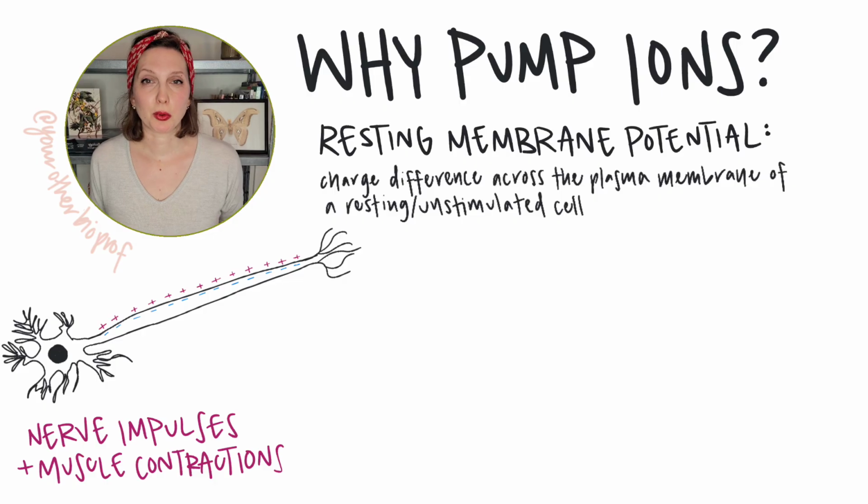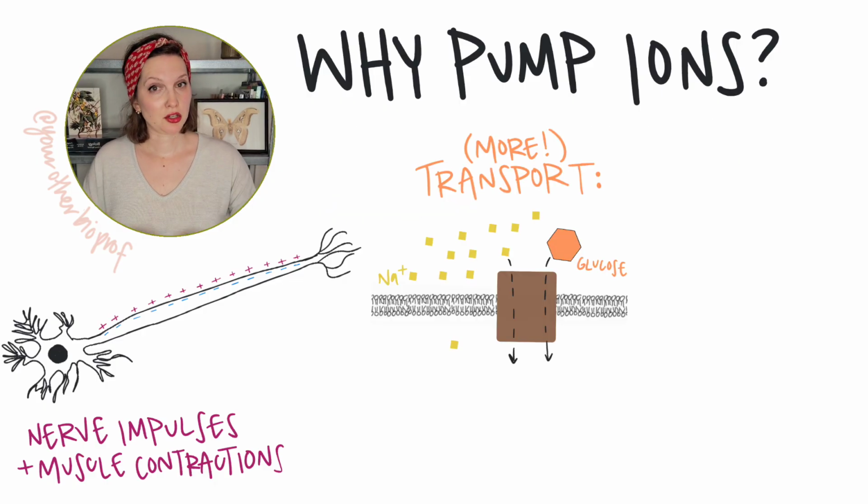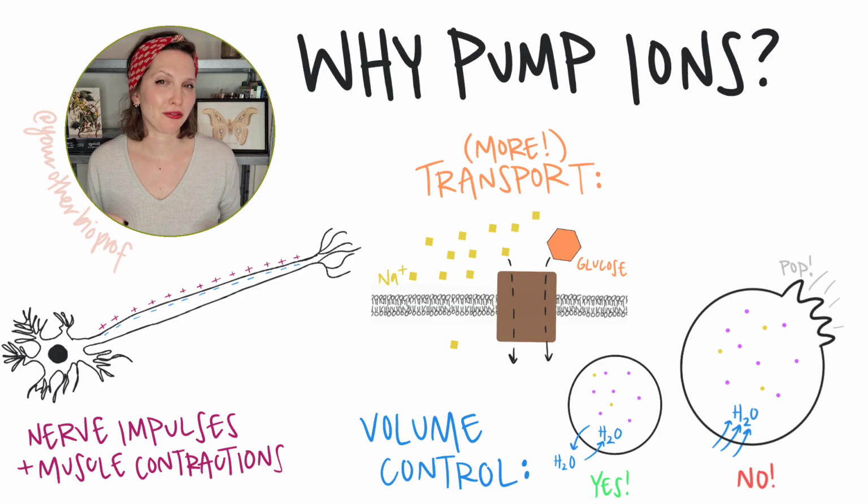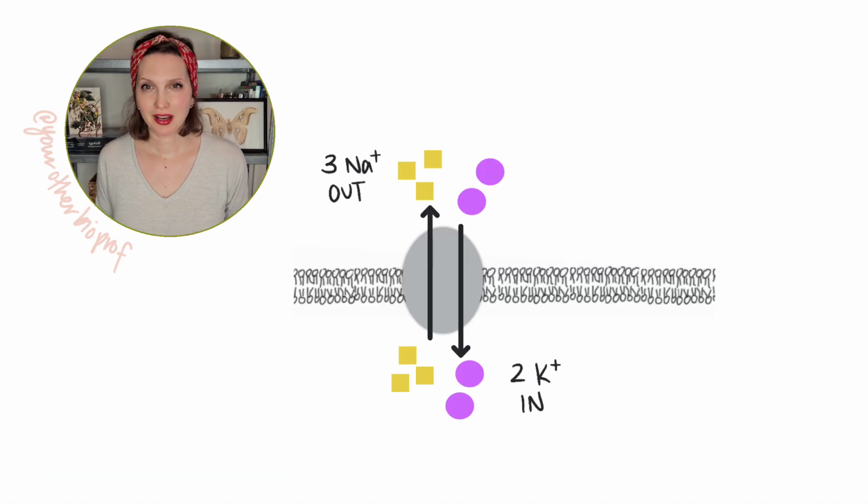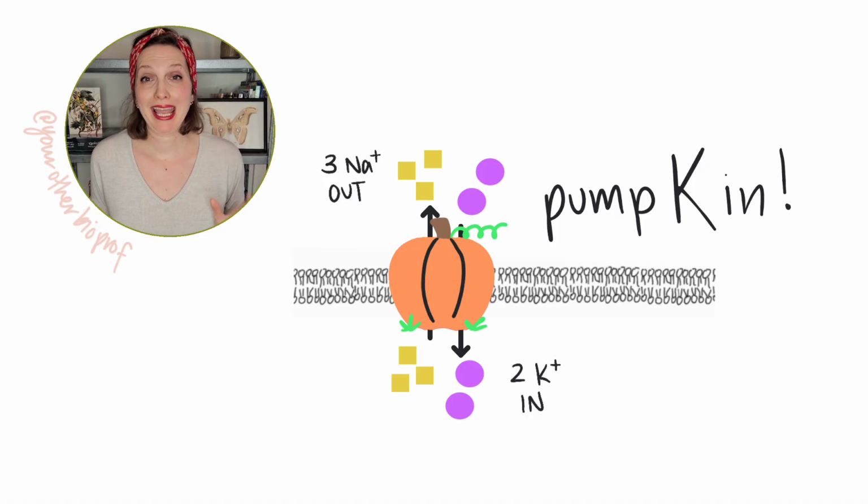Setting up this gradient is also important for transport. In regions like your gut, cells use the sodium gradient maintained by sodium-potassium pumps to help absorb glucose using another protein transporter. And the sodium-potassium pump helps your cells stay at the appropriate volume by maintaining ion concentrations to prevent osmosis-related swelling. In fact, they stay so busy that sodium-potassium pumps use about 1/3 of our ATP, and even more in cells like neurons. Remember, it's like a pumpkin. We pump K in. That means sodium goes out.